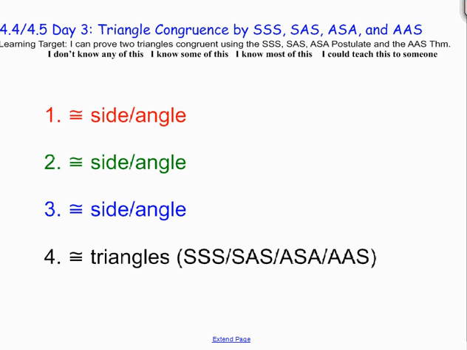So today is the third day on triangle congruence by side, side, side, side, angle, side, and angle, angle, side. This is the first proofs day. With these triangles, we'll be spending the next couple of days working on proofs. So that's why the learning target says I can prove two triangles congruent using the side, side, side, angle, side, and angle postulate, and angle, side theorem.